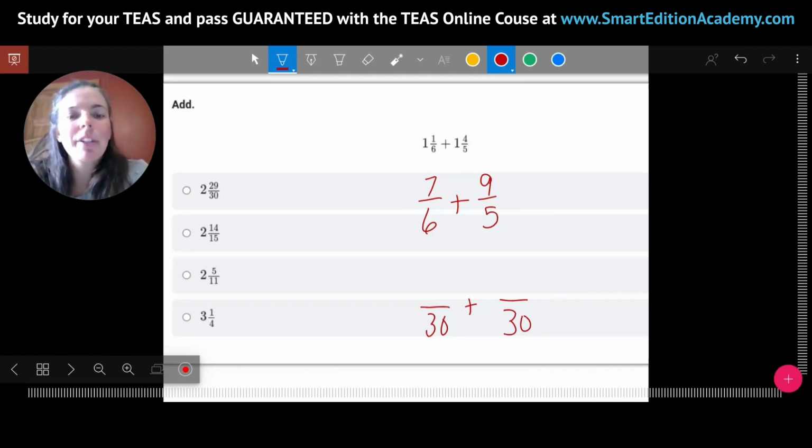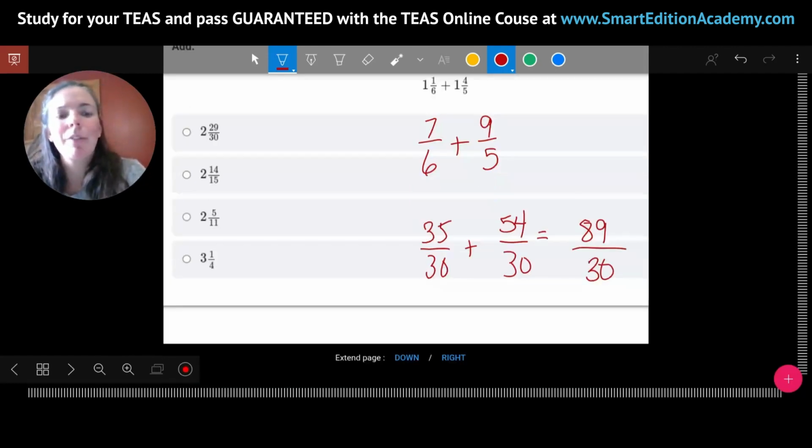6 times 5 is 30, so 7 times 5 is 35. 5 times 6 is 30, so 9 times 6 would be 54. Okay, adding the top, that would give me 89, which again, you can totally use your calculator for. 89 over 30.